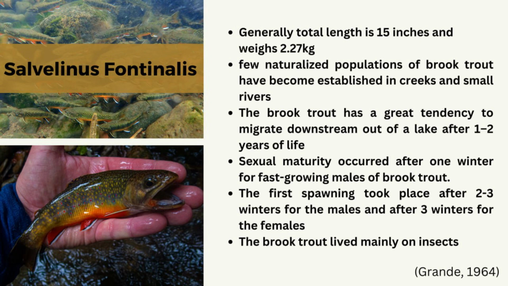Few naturalized populations of the brook trout have become established in creeks and small rivers. The brook trout has a great tendency to migrate downstream out of a lake after 1 to 2 years of life. The brook trout sexual maturity occurred after one winter for fast-growing males. The first spawning took place after 2 to 3 winters for the males and after 3 winters for the females. The brook trout live mainly on insects.